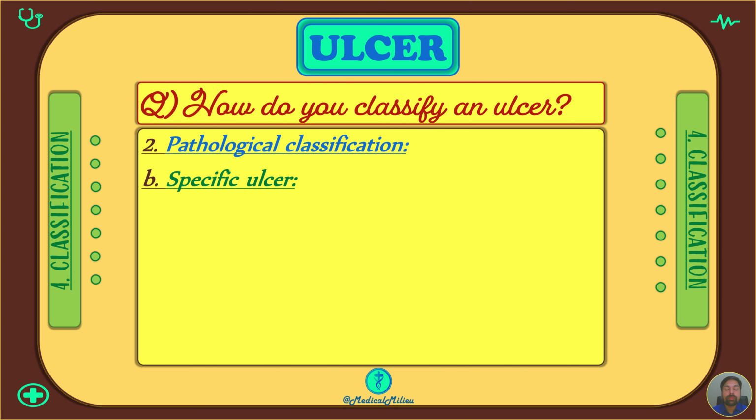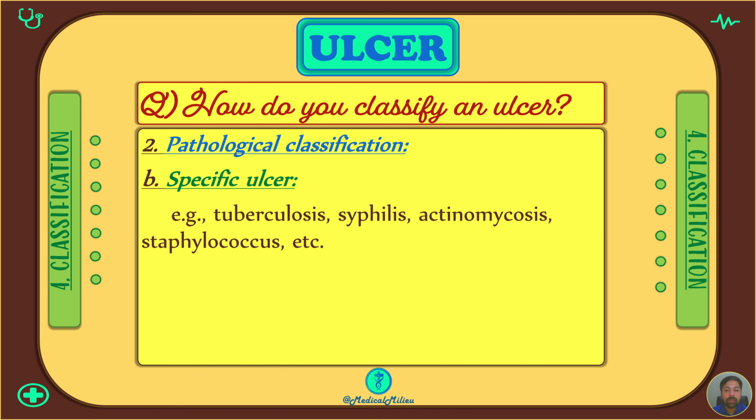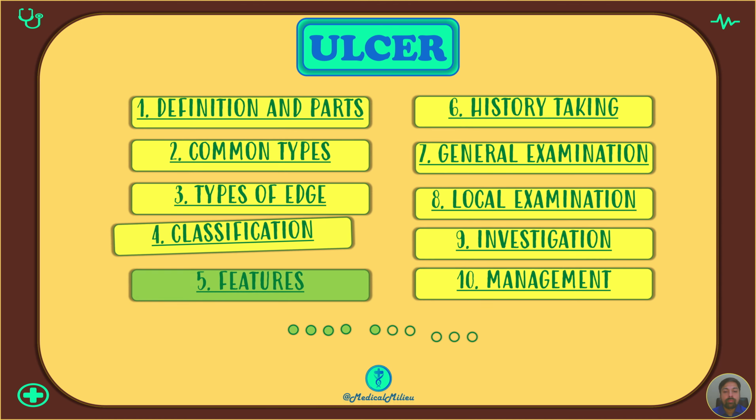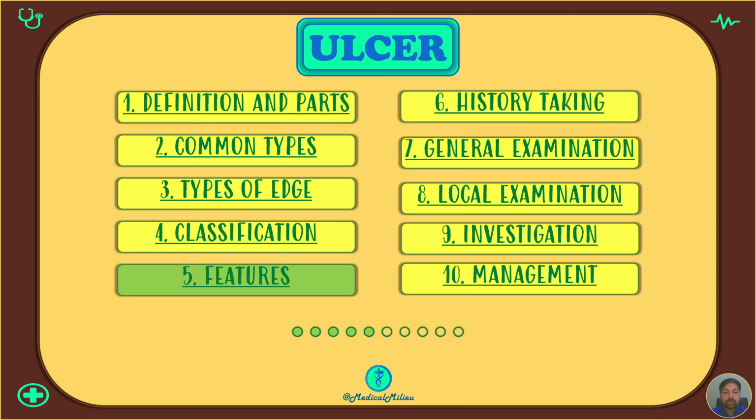Type B is specific ulcer, which occurs due to a specific agent like tuberculosis, syphilis, actinomycosis, staphylococcus. And type C is malignant ulcer seen in various malignancies like squamous cell carcinoma, basal cell carcinoma, and malignant melanoma. Part 5, Features of an ulcer.